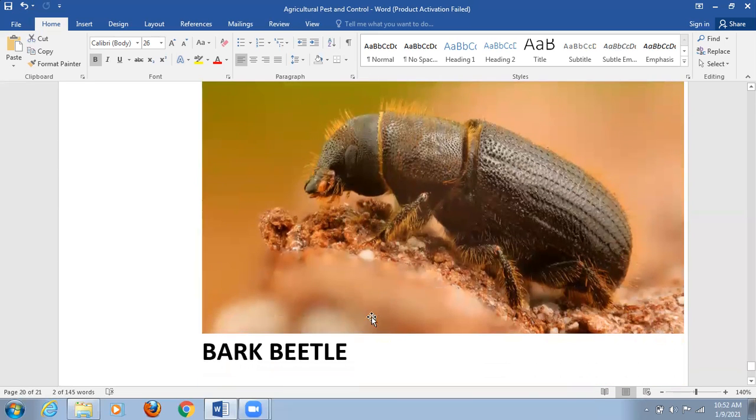Then this one is the bark beetle. Now see, this particular bark beetle is quite different. When we observe the legs of the insect or different appendages of the insect, this one is the head, these are the mouth parts, the thoracic part, and this one is the abdominal part of the bark insect.